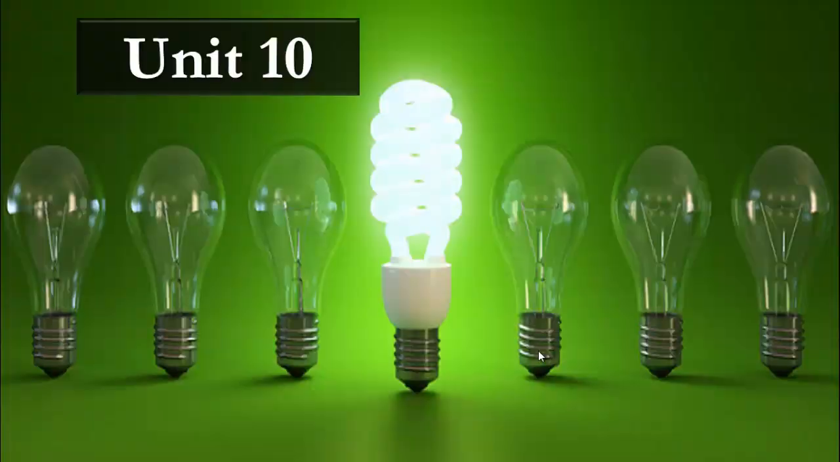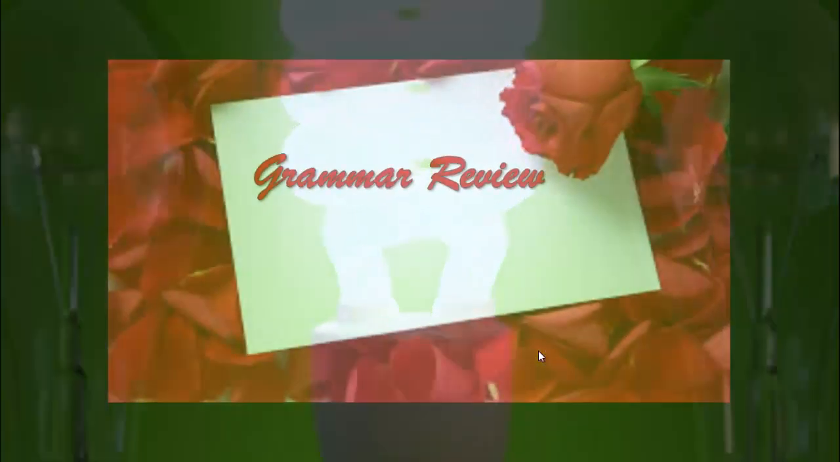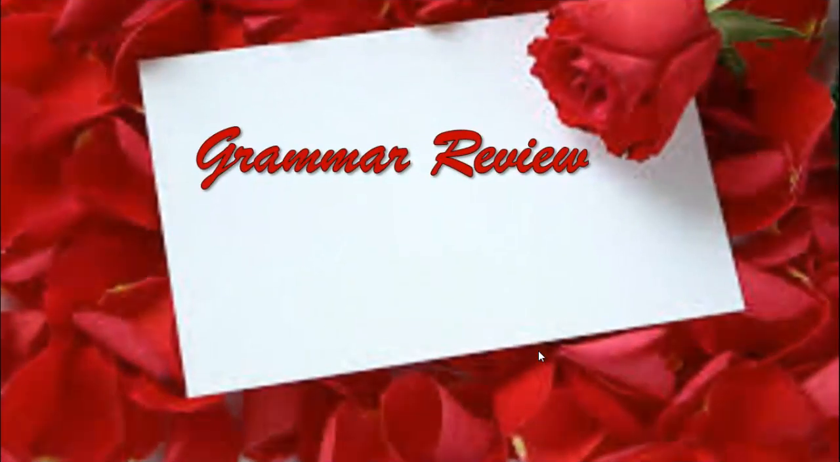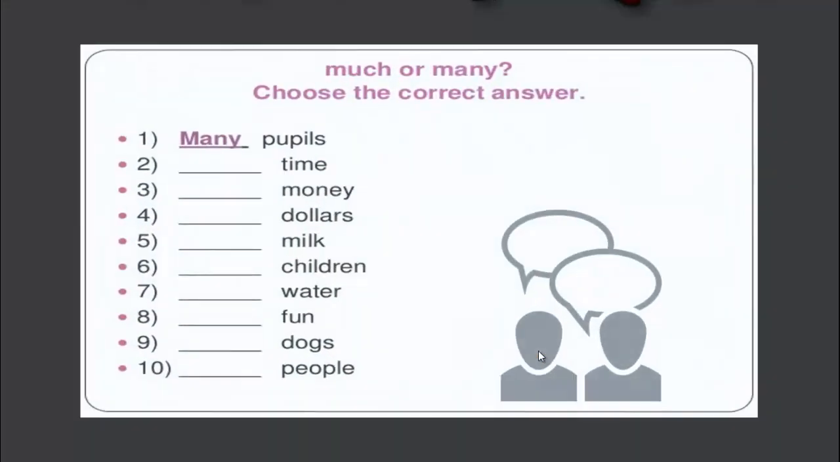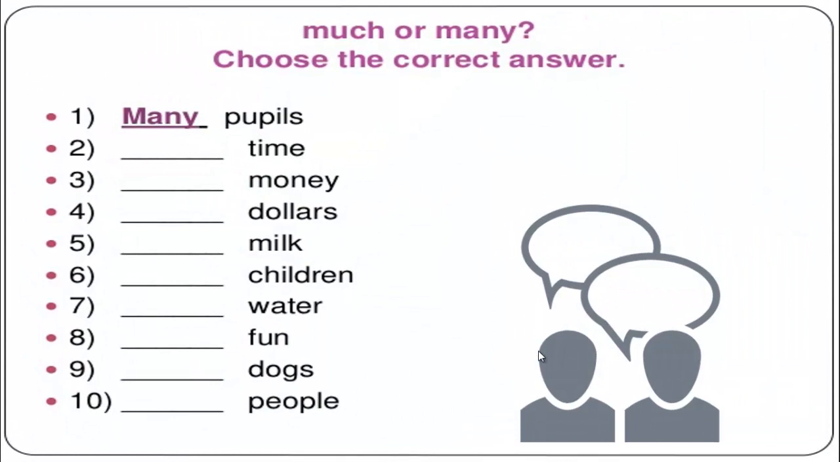In this unit, we are going to speak about discoveries and inventions. At the beginning here, we have grammar review. I'd like you to look at the slide that is in front of you. You are going to complete the blank here with much or many. As you know, we use many with countable nouns and much with uncountable nouns, as we have said before.